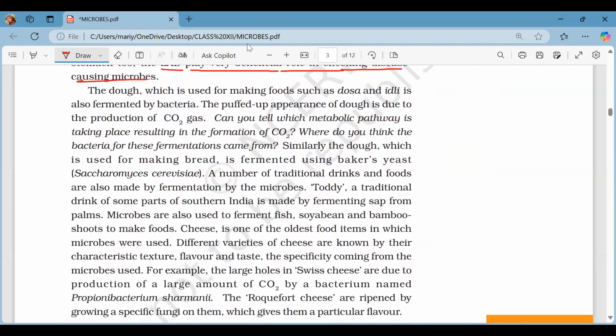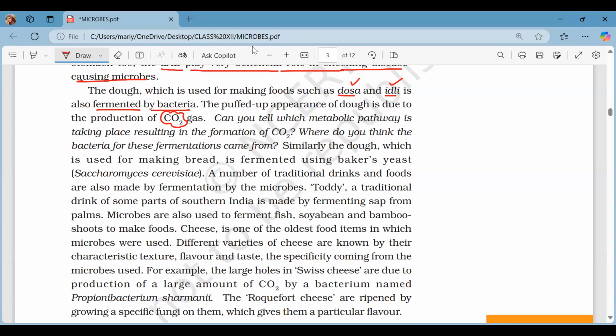Now the dough which is used for making foods like dosa and idli is also fermented by bacteria. When you make the dough or batter for dosa and idli, you keep it covered for a little while and then you see that it has risen up. That is because of the production of CO2. While the bacteria ferment that dough, the dough gets a puffed up appearance because CO2 gas is released in it.